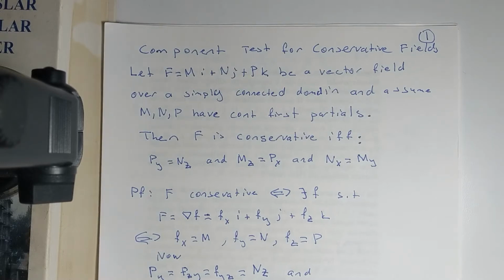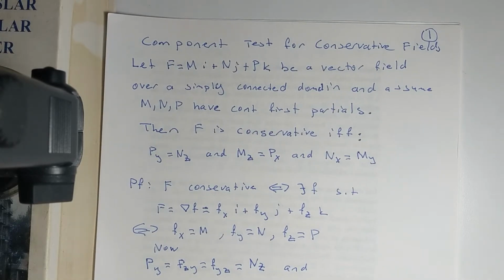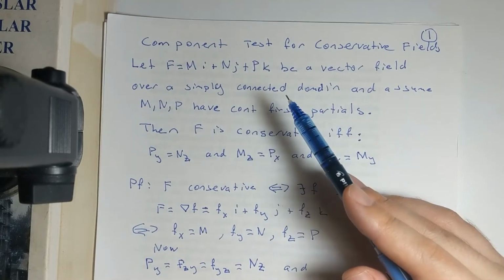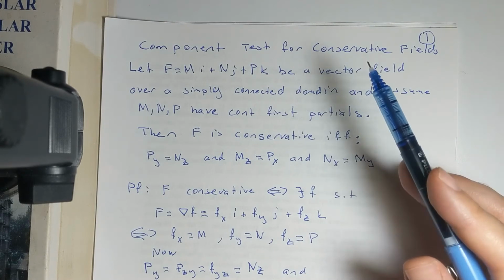Now one issue that we had was, given the formula of a force field, or velocity field for that matter, how do we decide if it is conservative or not? Okay, so we're going to look at the component test for conservative fields. Again, the setup is the same. We have a field that is Mi plus Nj plus Pk. Remember, M and N and P are all multivariable functions here. Okay, they're not constants. How do we decide if this field is going to be conservative or not?